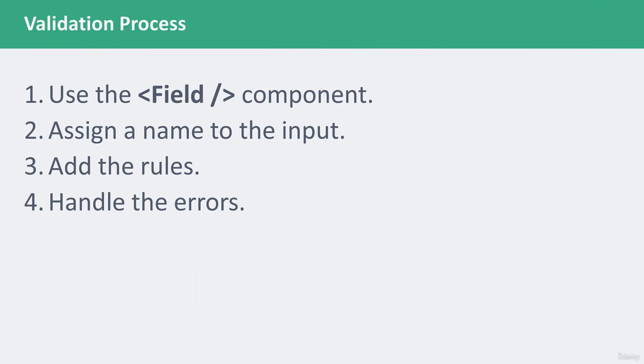There are 4 steps for validating the input. The first step is to replace the input with the field component. We already did that. The second step is to assign a name to the input. We're going to be validating multiple inputs. vValidate needs a way to identify each input. We'll look at how to do that in a moment. The third step is to add the rules. The rules refer to a list of criteria a value must meet for it to be considered valid. Lastly, we need a way to handle errors if the user's input does not pass any of the rules. It's important we give feedback to the user to let them know how they can fix their errors.